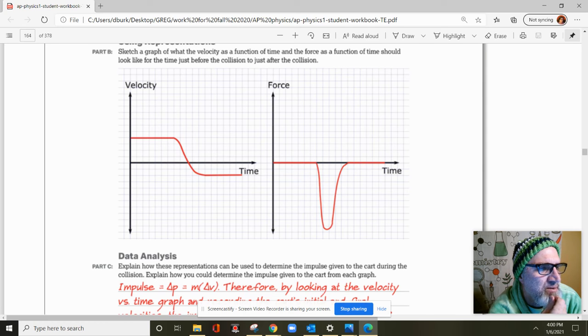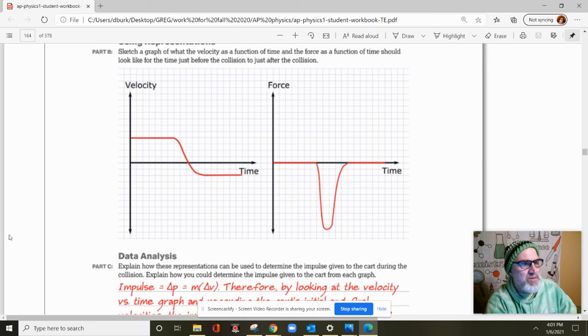So sketch a graph of what the velocity, position, time, and force would look like for time just before to just after the collision. Yeah, well, that makes sense. So it's got momentum before. So here it has velocity before, and boom, then it hits the thing and bounces off and goes the other way, right? It's bouncing. Boom. Here, the force is 0, and then this is the force during the collision. Boom. It's pushing it the other way, so it's got a negative force.